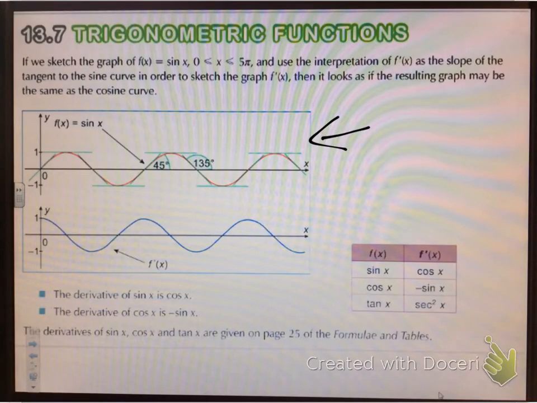Again, if you sketch the graph of sine x, and put in a tangent at the turning points and at the points of inflection, you can see that the sine function actually resembles the cosine function. That's why it ends up looking like the cosine function. When you get the derivative of sine x, it is the slope of the tangent to the curve, and you get the corresponding cosine function. That's where it comes from.